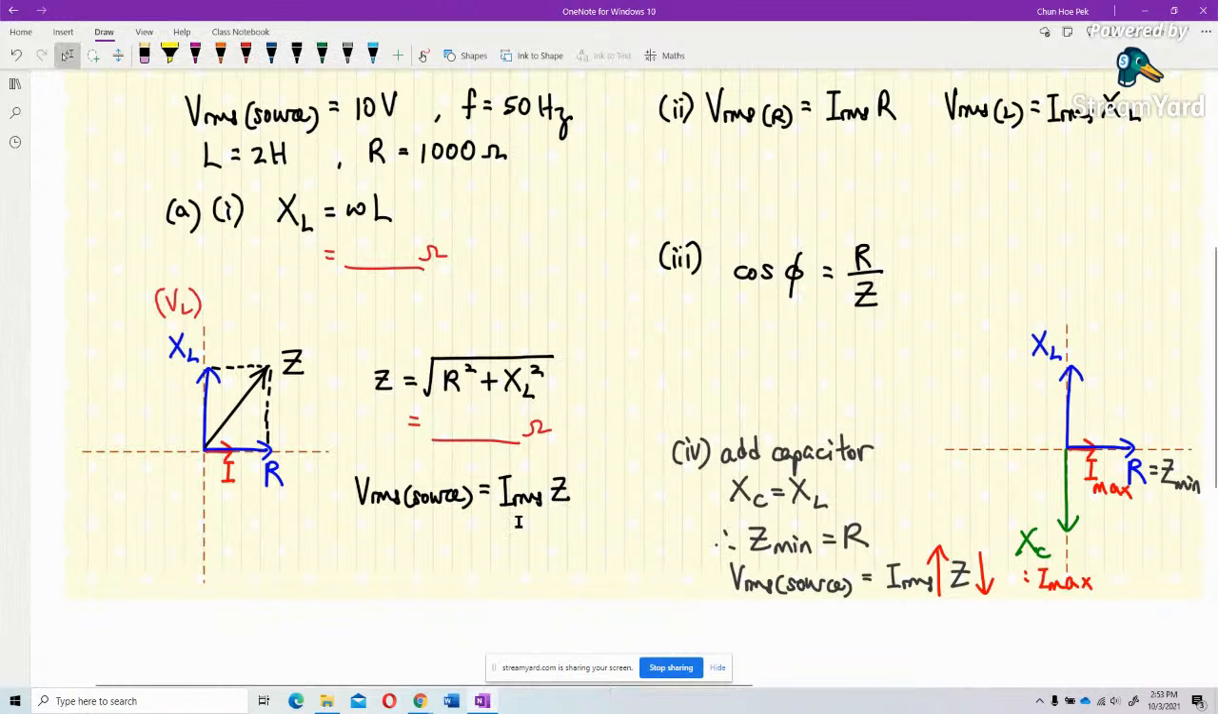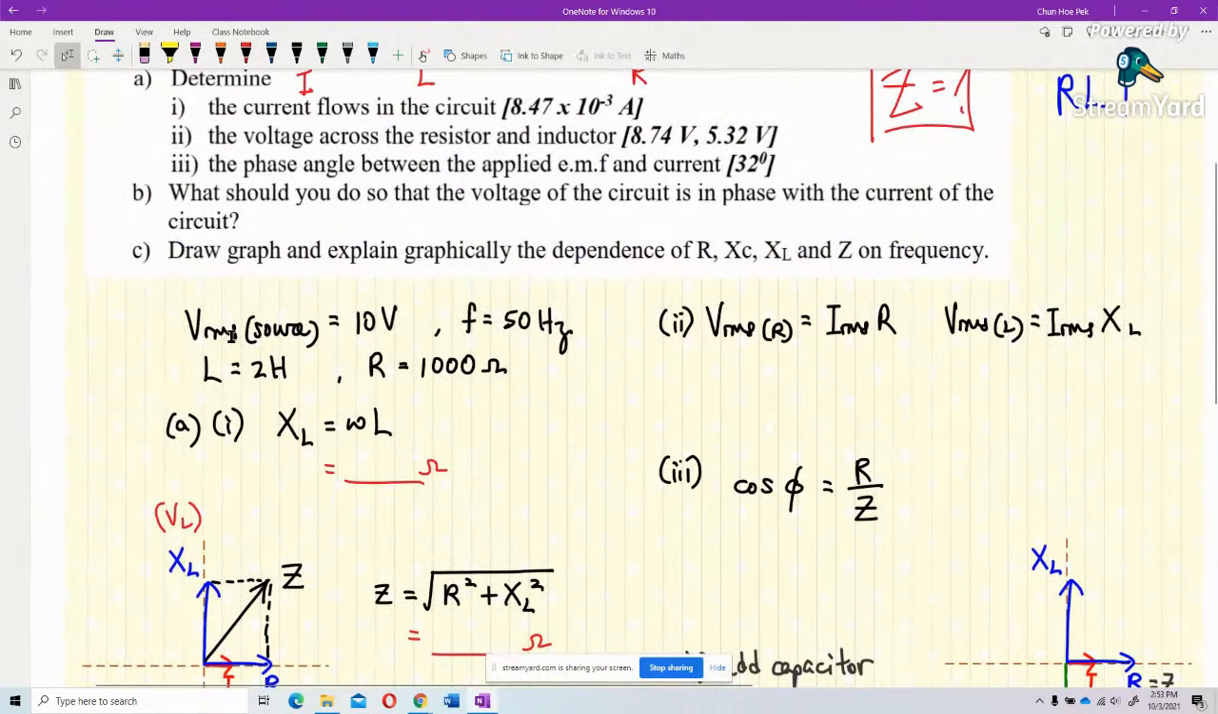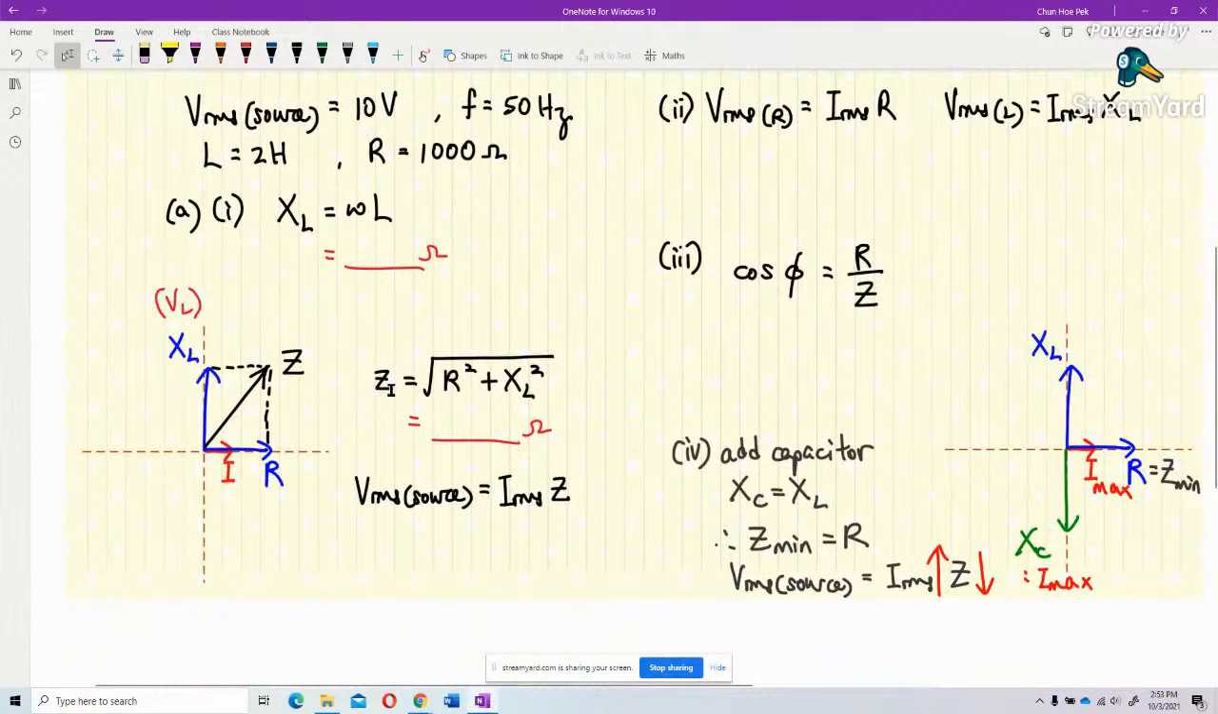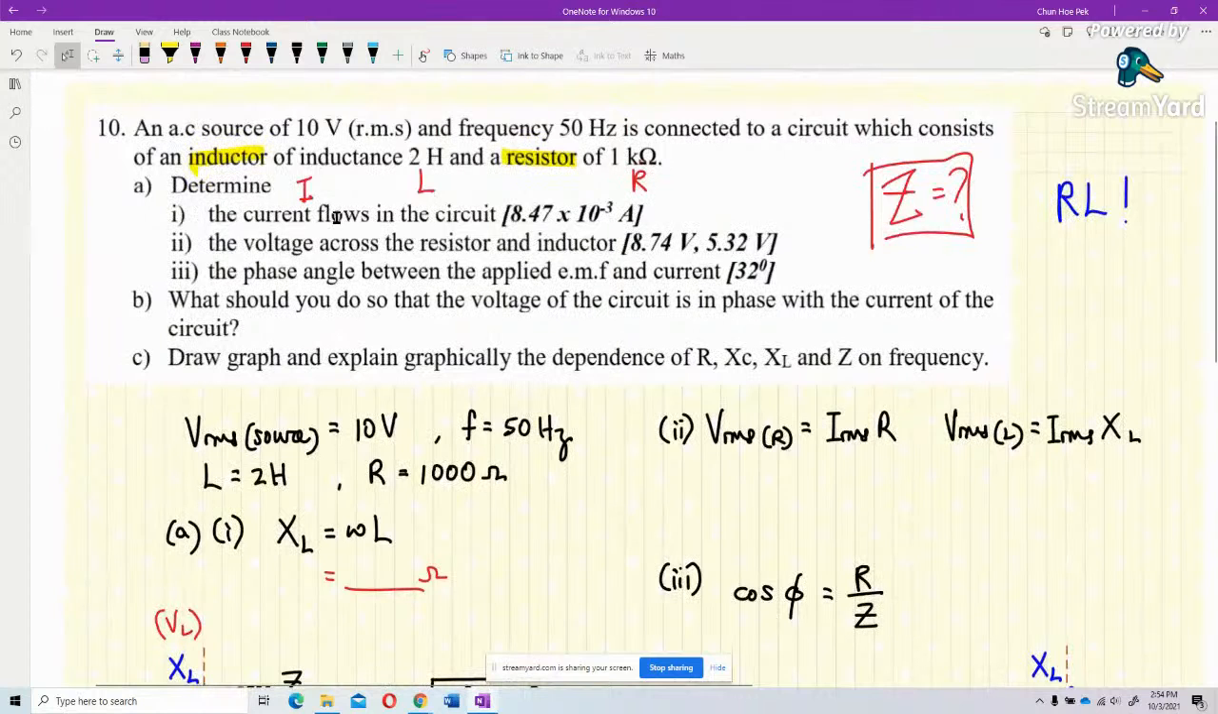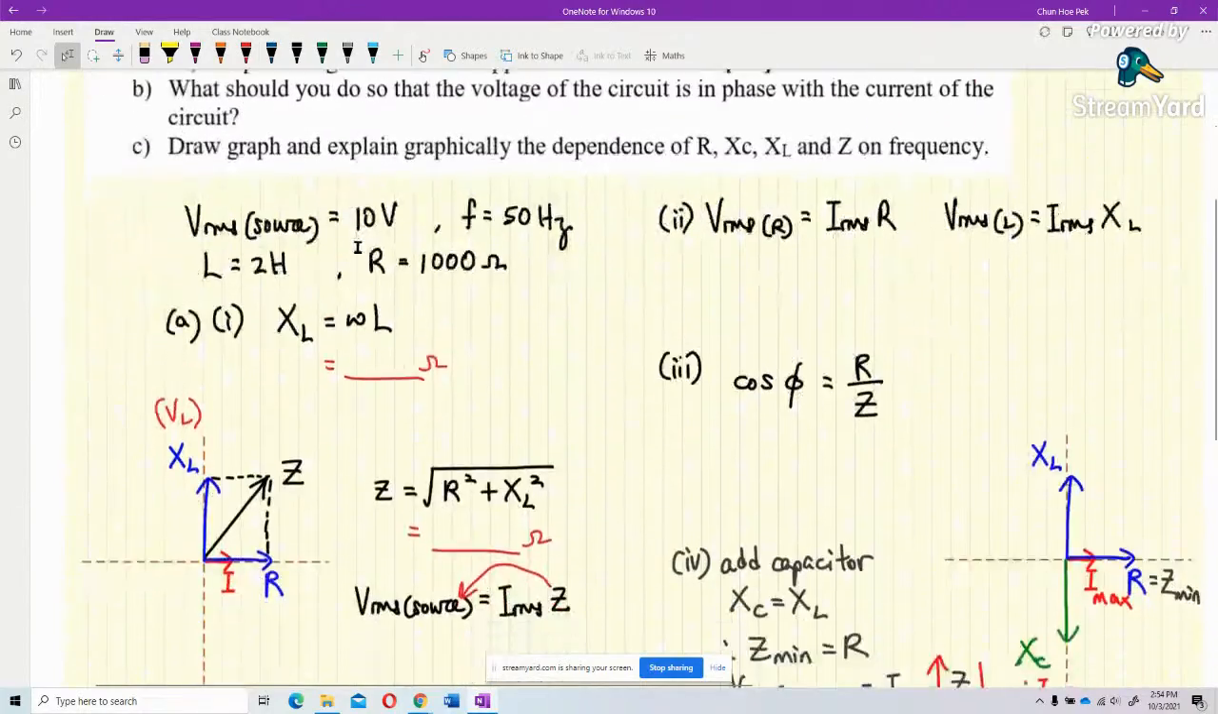Now it's time for you to find your current, because I have the root mean square source. I have the source voltage. I have the total impedance already. The impedance is corresponding to the source. So I can find the current. Did he specify if this is peak current or root mean square current? No specify means root mean square current. Understand?